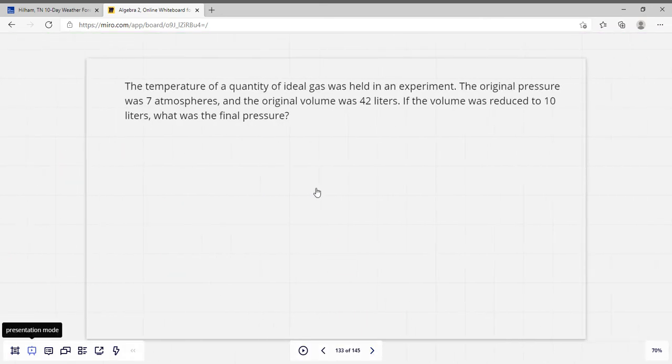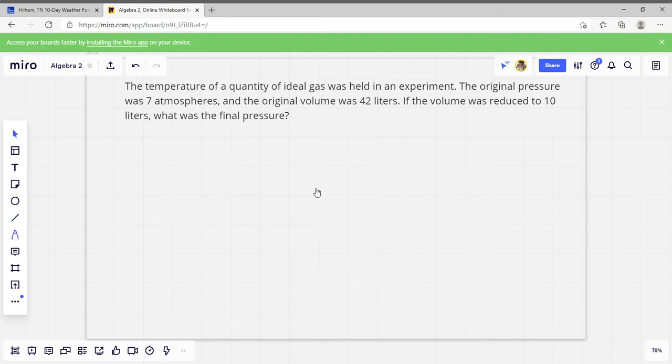The temperature of a quantity of ideal gas was held in an experiment. All right, so our temperature was held. That means we're not going to use T. So if I go ahead and set this up as PV over T, I get rid of the T, and I'm going to have P1V1 equals P2V2. Okay, so anything that was held constant or held in the experiment, we're going to hold it off of the equation. We're not going to use it.